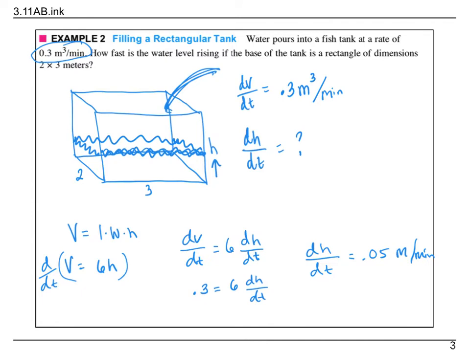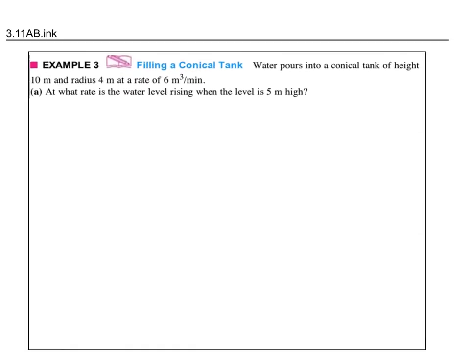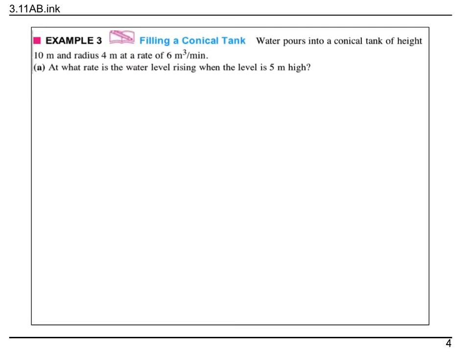Okay, so let's step it up. Let's do one that's a little bit more complicated. Same idea, but now our shape is harder, right? We're filling a conical tank. So water is pouring into a conical tank of height 10 meters and radius 4 meters at a rate of 6 meters cubed per minute.